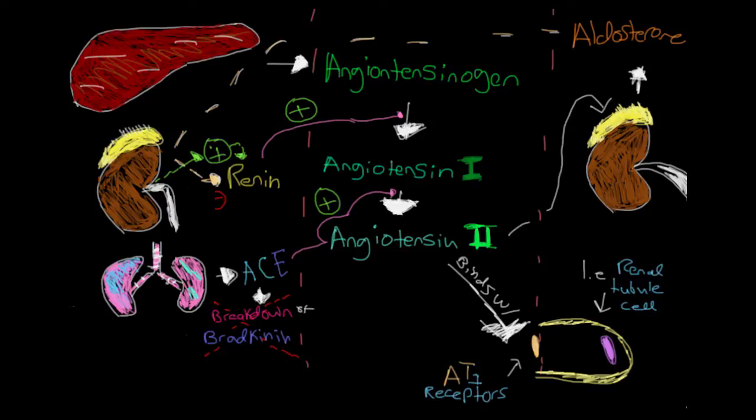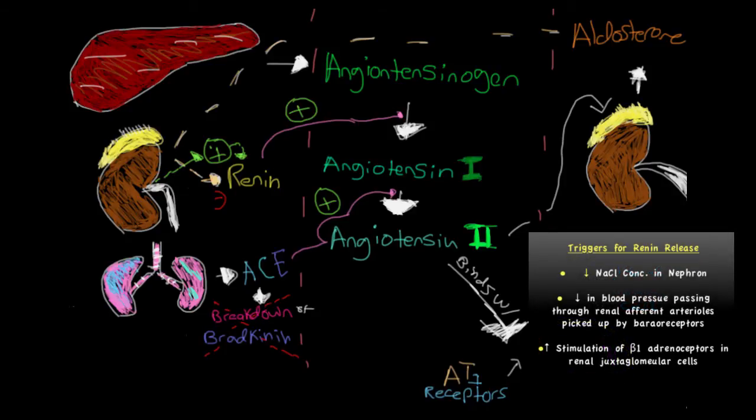So things all start from the release of renin, and this is from renal juxtaglomerular cells. And this occurs because of one of three things. It either occurs because of reduction in sodium chloride concentration in the bloodstream, and this is sensed by distal convoluted tubule cells in the kidneys. It can also be released due to reduction of blood pressure being picked up by renal afferent arterioles. And finally, renin can be produced because of sympathetic stimulation of beta-1 adrenoceptors present in renal juxtaglomerular cells themselves.